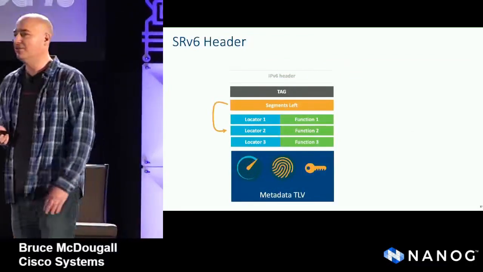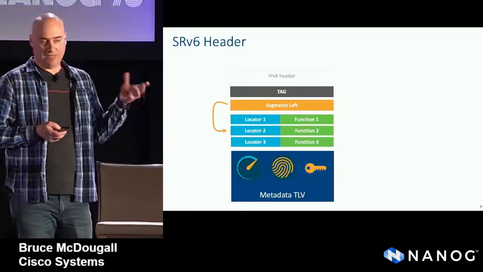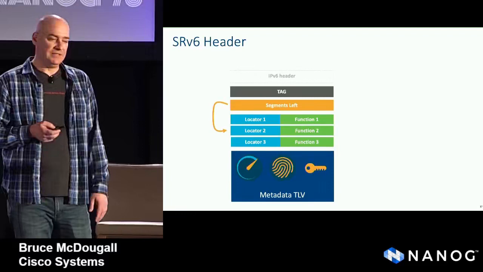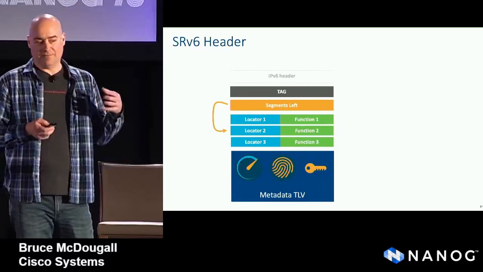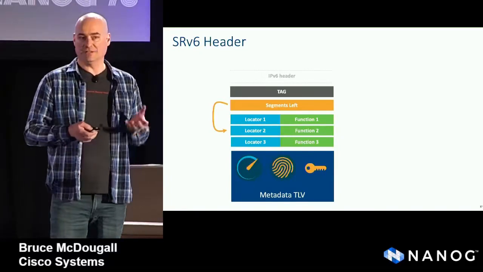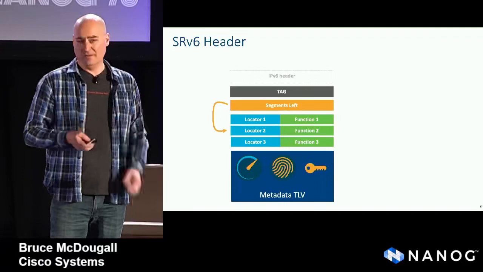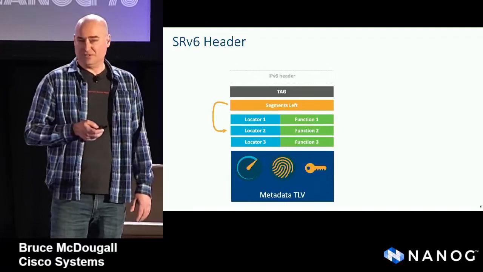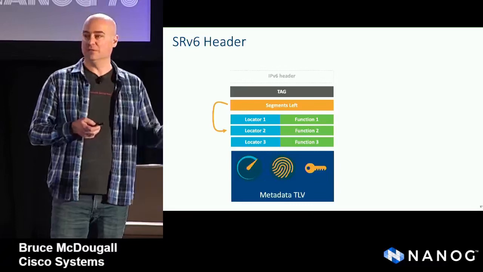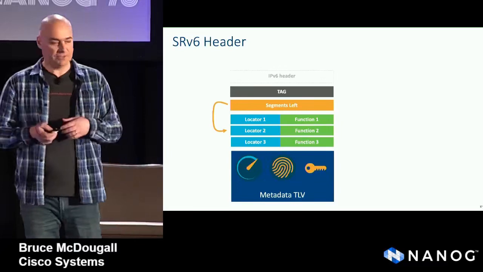The SRv6 header, a very quick overview of what it looks like. So the actual outer IPv6 header, source and destination address are at the top. And then after that, the SRH begins itself. And the outer tag is essentially a space for defining group-based policy. The next field is segments left, and that basically just tells us where we are within the program, within the locator stack, or within the SID stack, sorry.